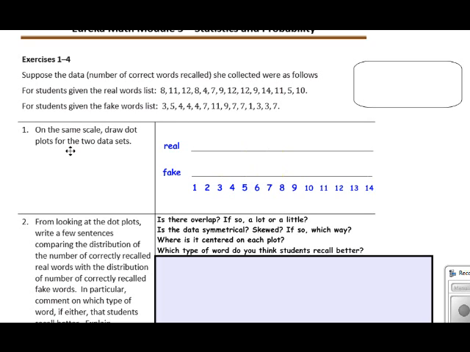On the same scale, draw dot plots for the two data sets. So notice that our lowest number is 1 and our greatest number is 14. So number our dot plot 1 through 14. Then go ahead and place your dots on the dot plot. Pause the video, complete the task, and then check your answers.